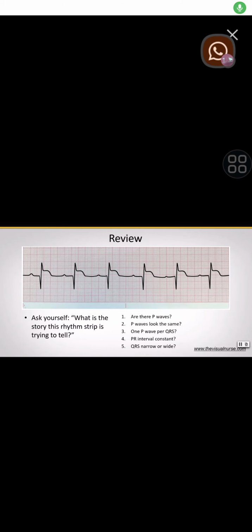Sinus family. Okay. So, in addition to working through RP and Q times 2 stat, when we're breaking down and measuring rhythms, there are a couple of questions that we can ask ourselves when we're looking at rhythms to identify the rhythm that you see. Not diagnose, because nurses do not diagnose. So you should always ask yourself, what is the story that this rhythm strip is trying to tell?